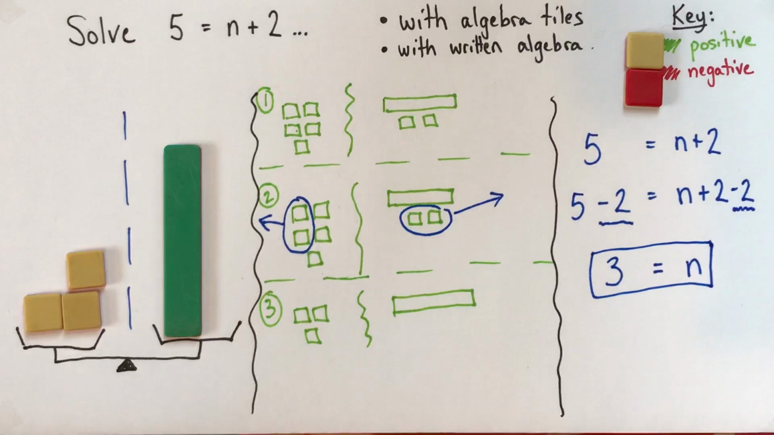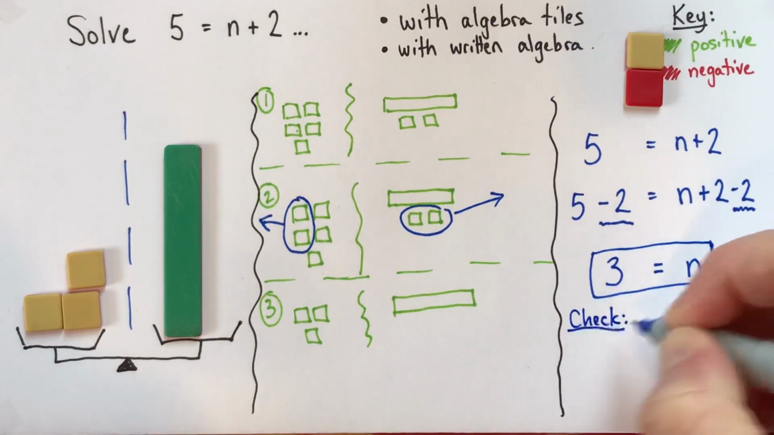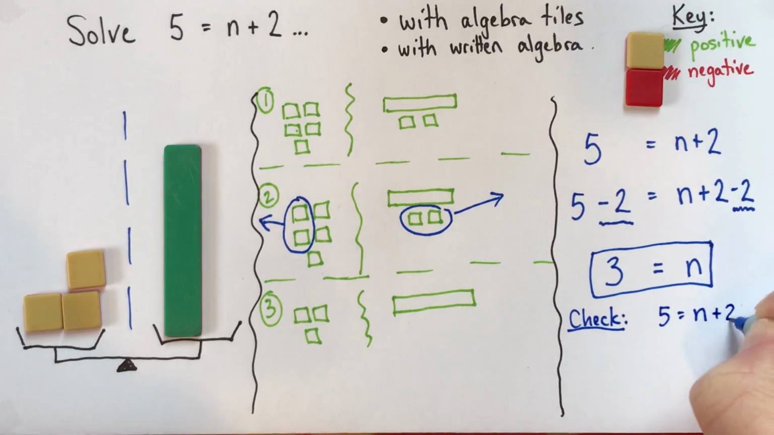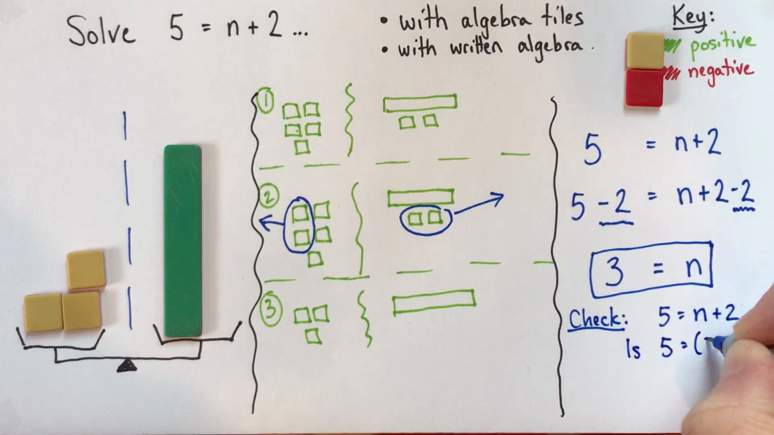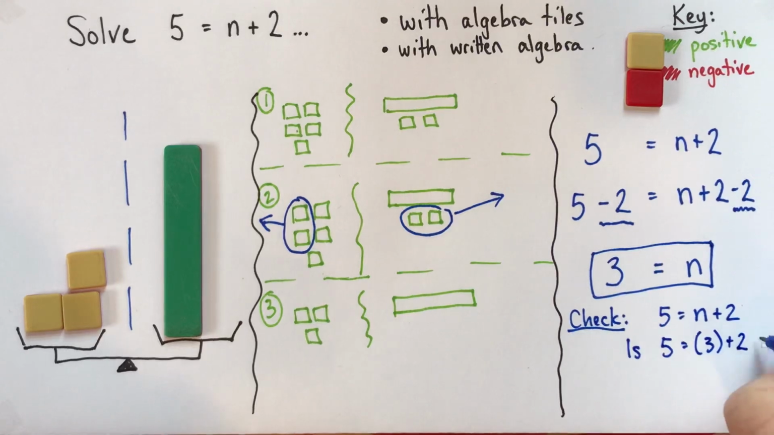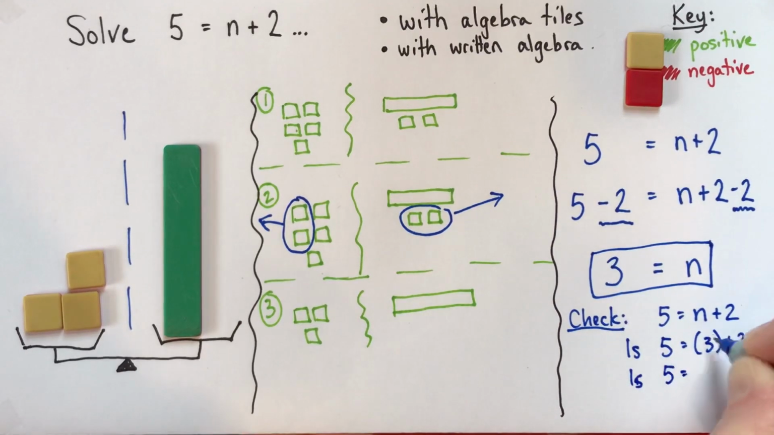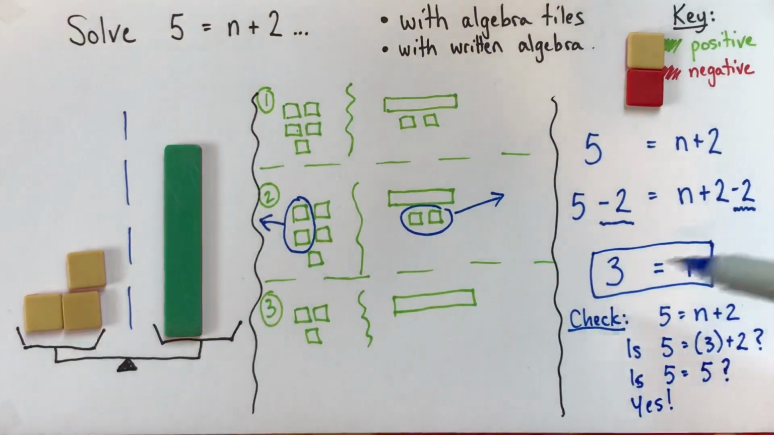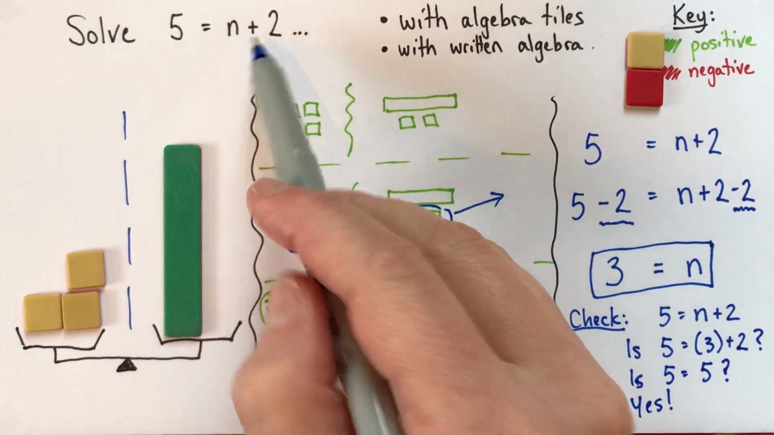All right, and then we'll do a quick check, just to make sure. So I'll copy the equation, 5 equals n plus 2. And what I want to know is, is 5 the same as 3 plus 2? So that's 5. 3 plus 2 is also 5. Is 5 the same as 5? Yes, of course it is. So that tells us that n equals 3 is a solution to the equation 5 equals n plus 2.